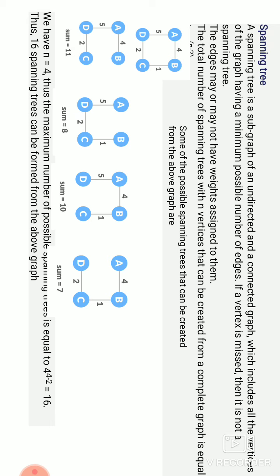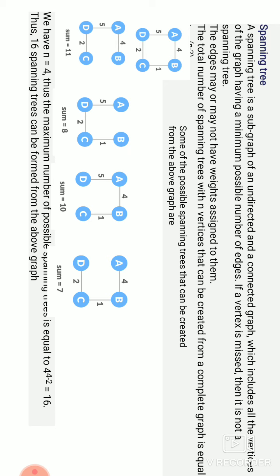Since our graph has four vertices, it is n to the power of n minus 2, so 4 to the power of 4 minus 2. That is 4 to the power of 2, which is equal to 16. So this graph with 4 vertices and 5 edges will induce 16 spanning subgraphs.